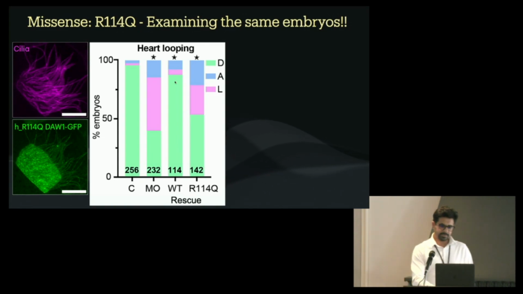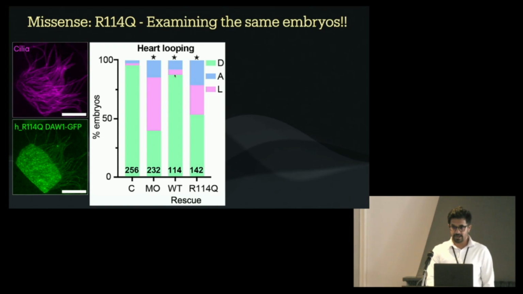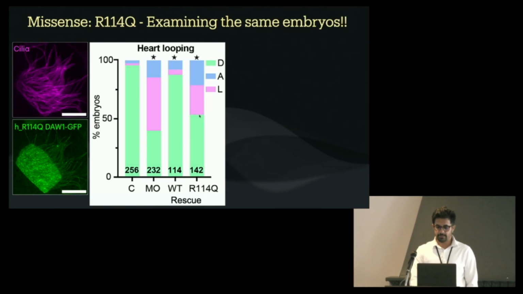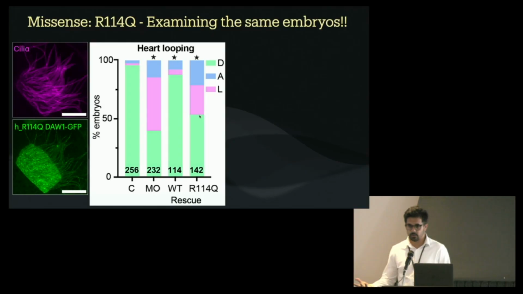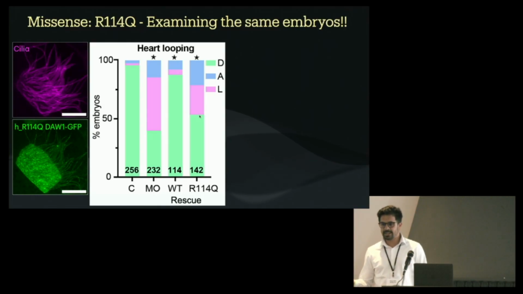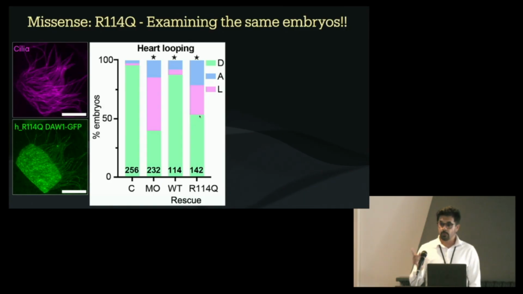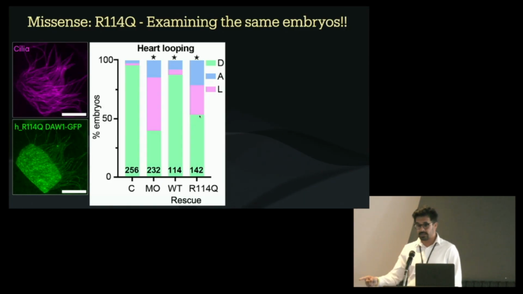that phenotype, suggesting that the human DAW1 works fine in Xenopus, and it can be used to test the patient mutations. And now, instead of injecting wild-type RNA, we are injecting the human patient mutation and show that basically we cannot rescue the cardiac looping phenotype, suggesting that the patient mutation is pathogenic or not functional, even though it localizes properly.